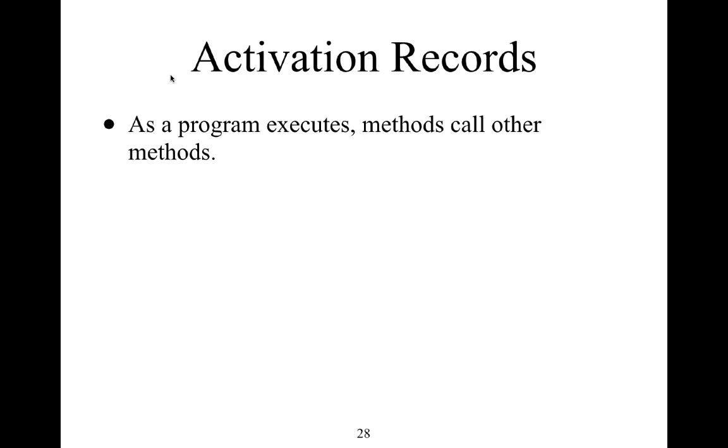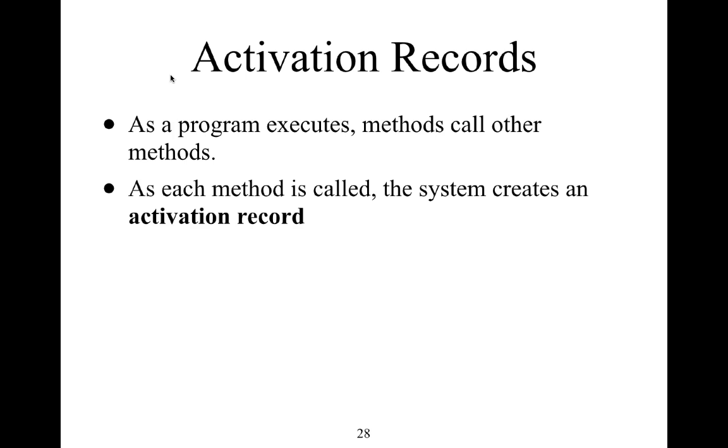Activation records are an important implementation technique for implementing recursion, but they are also used for many other things. So it's an important fundamental concept behind programming languages and how they're implemented. As a program executes, methods call other methods. And as each method is called, the system creates an activation record. This is an important concept.